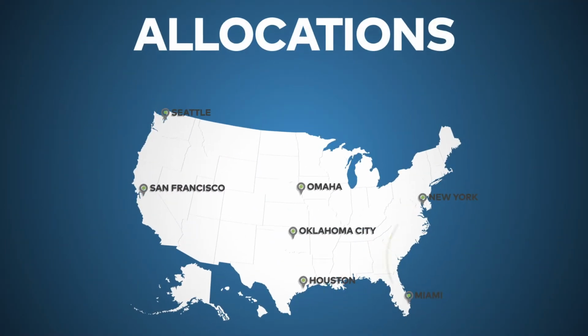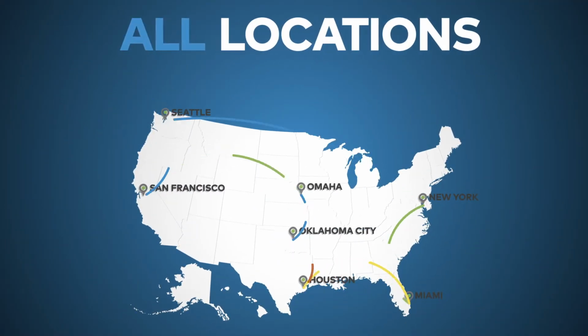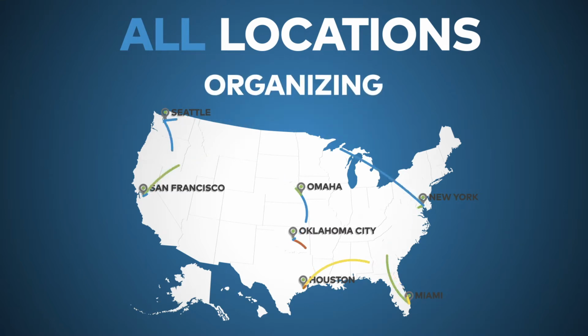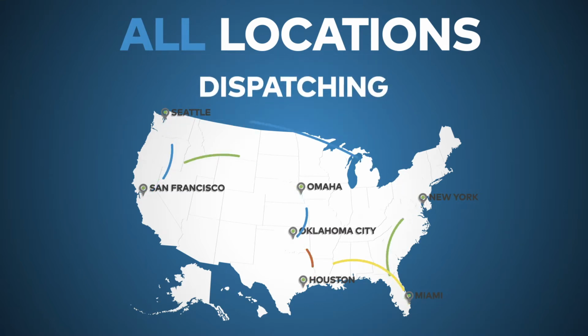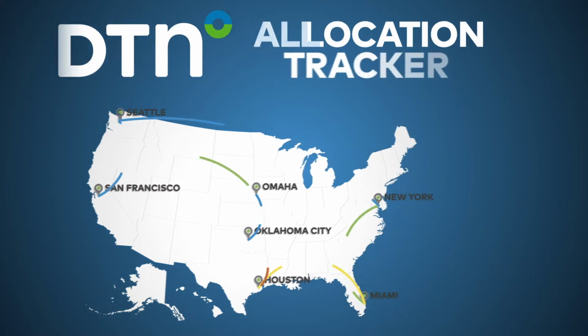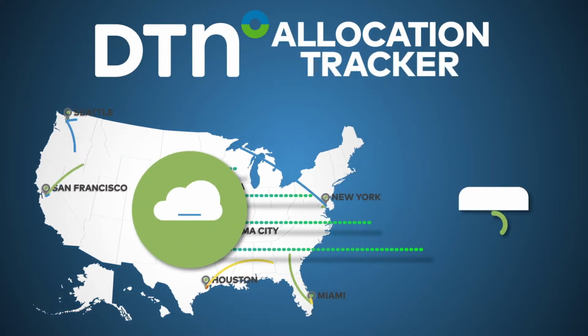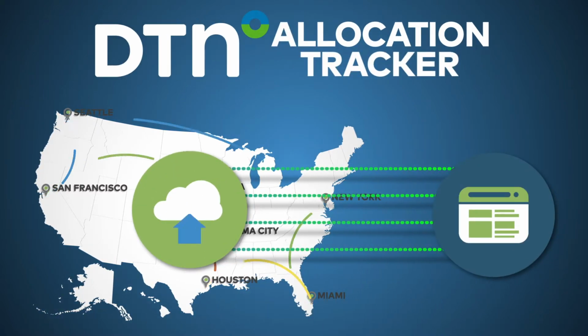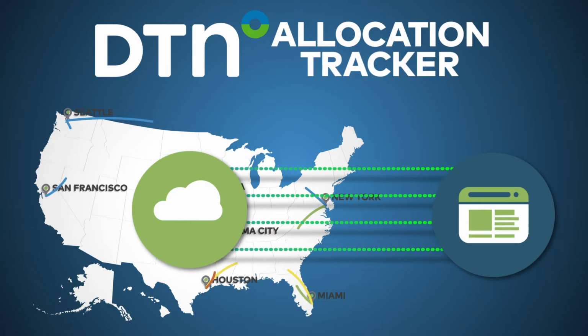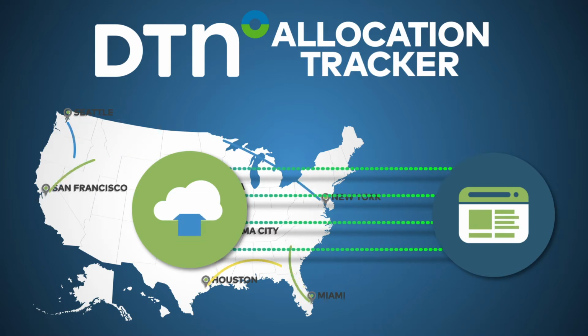Allocations. Many products in many different places. Scheduling, organizing, and dispatching this level of information isn't easy. DTN Allocation Tracker enables your data to be aggregated in one place, so you can utilize and shape it to how it best fits your operations.